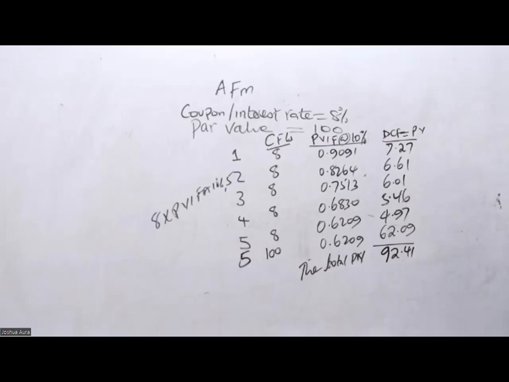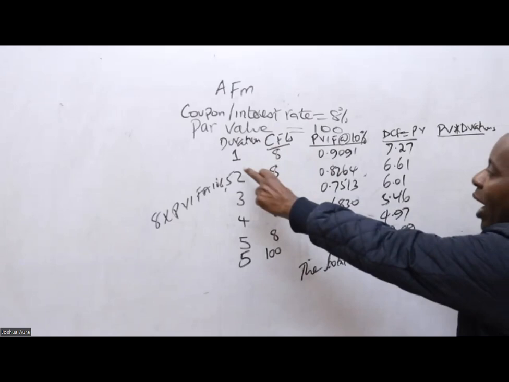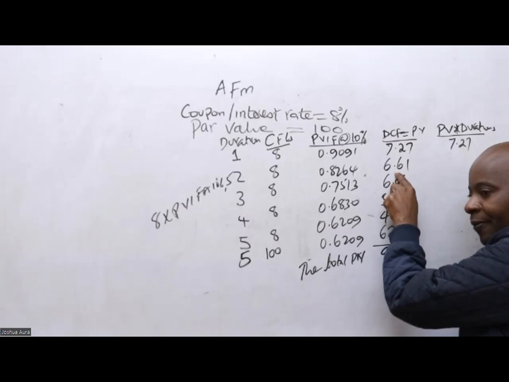The total present value is $92.41. Now listen, this is what makes Macauley's model quite different. Once you've been able to get this present value, come and create the last column where you take the present values that you have times their duration. These are the durations here. So you take 1 times this present value, which gives me 7.27. The corresponding duration for the second one is 2 times this present value, which gives me 13.22.